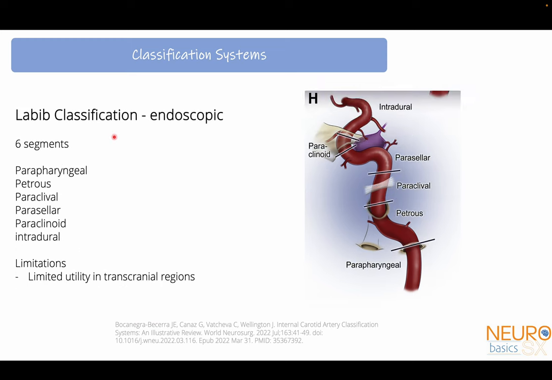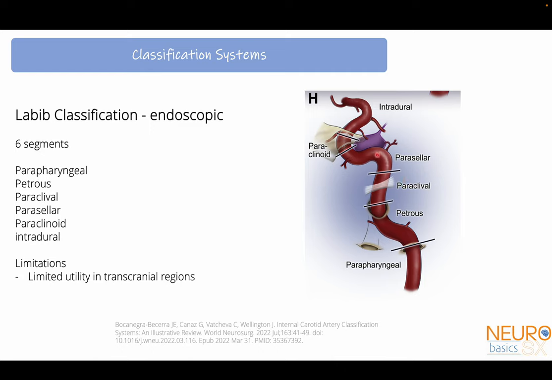Labib also proposed an endoscopic classification system with six different segments. This is useful, obviously, for endoscopic anatomy. These are defined by the area of the ICA and the area of the surrounding anatomy. If you're in the pharynx, the part of the ICA there would be the parapharyngeal ICA. Similarly, the part in the petrous bone would be the petrous ICA. The part next to the clivus would be the paraclival ICA.